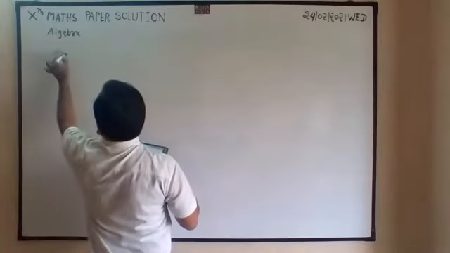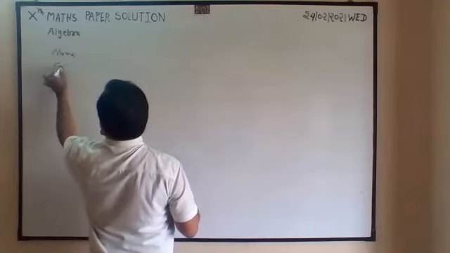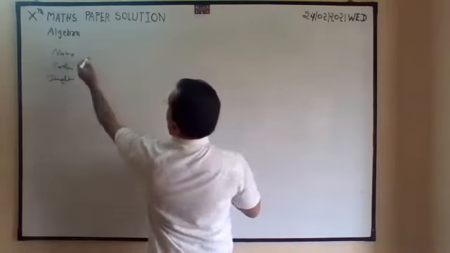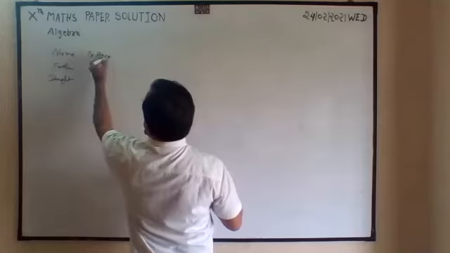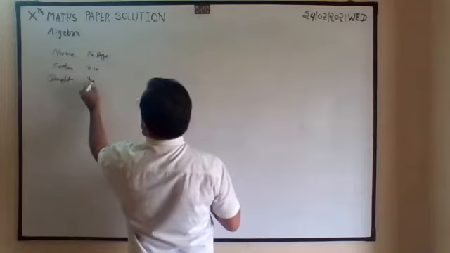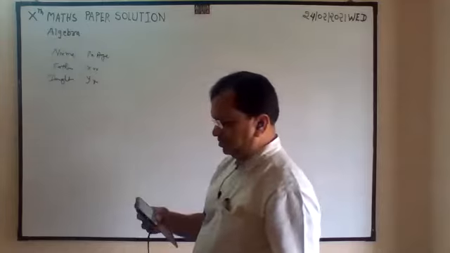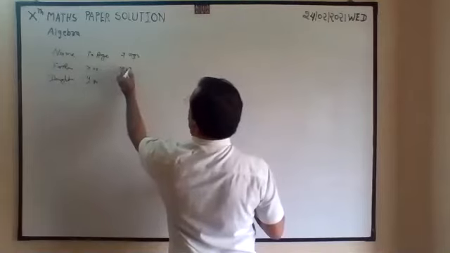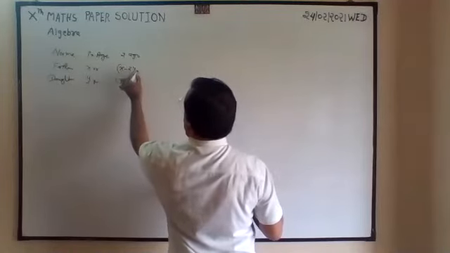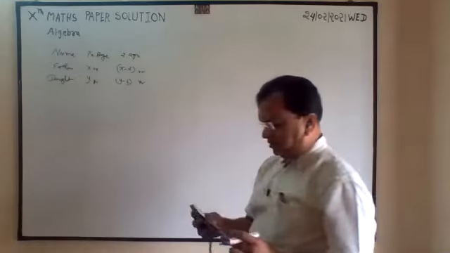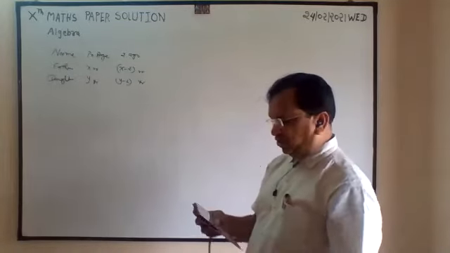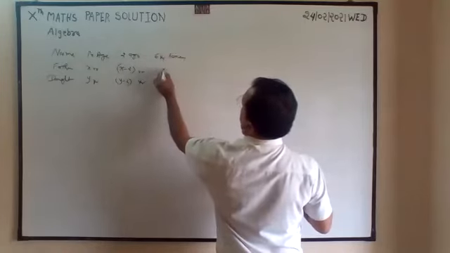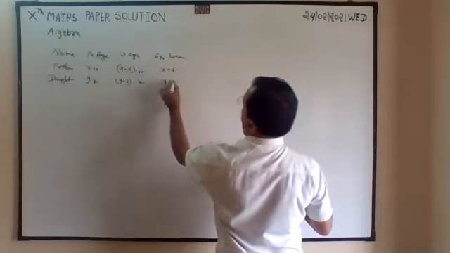Name: father, daughter. Present age: x year, y year. 2 years ago, less 2 year. 6 years hence: x plus 6, y plus 6.